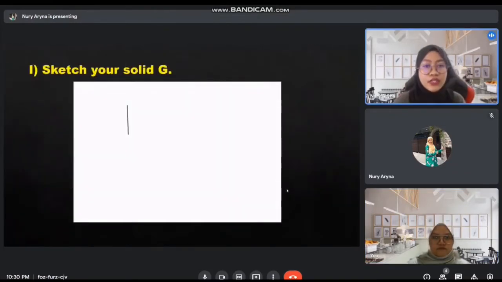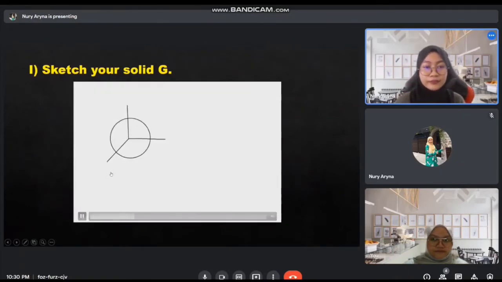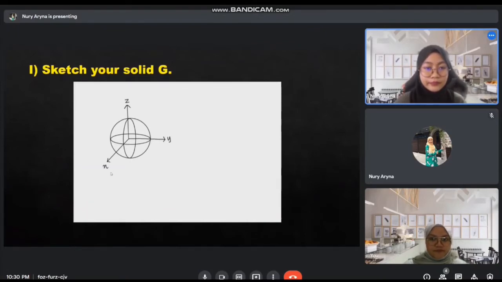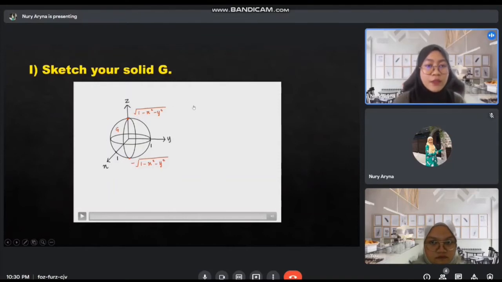First, sketch your solid J. Our solid is in the form of a sphere, so we need to sketch it in three-dimensional. Let's look at our video on how to sketch our solid J. The parametric equation for a unit sphere is x square plus y square plus z square is equal to 1. So our limit in x, y and z axis is equal to 1, 1 and 1 respectively.